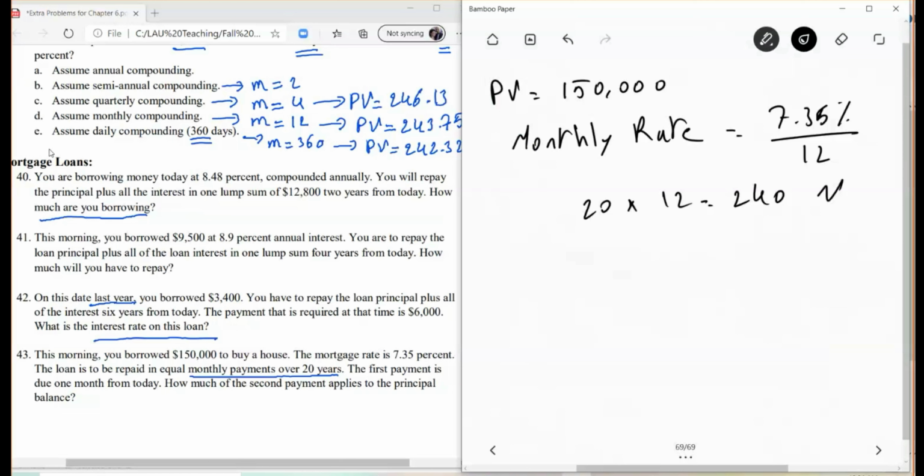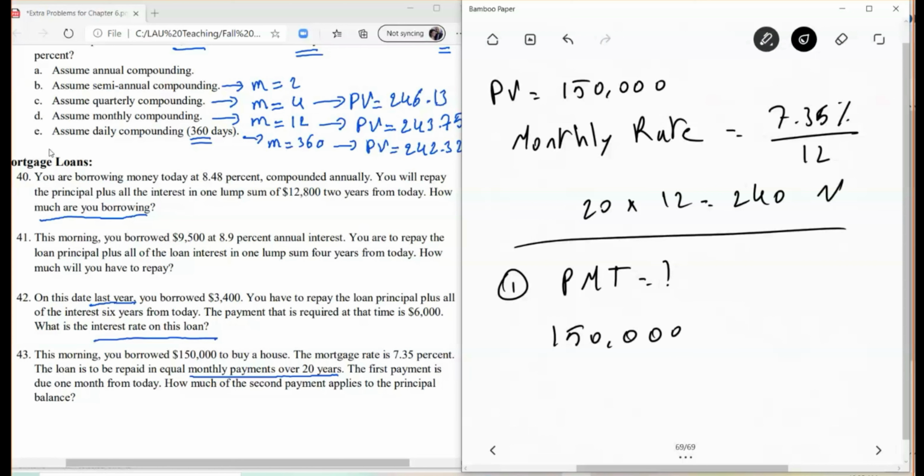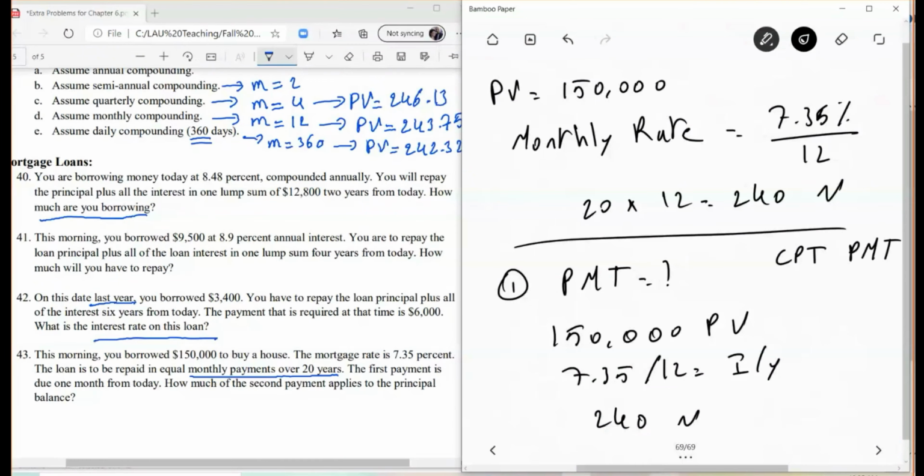So in this case, as a first step, I need to determine the payment. So here I have the following. 150,000, this is PV. 7.35 divided by 12, this is IY. 240 is N. I compute the payment. Now I will go to Excel to solve this problem.